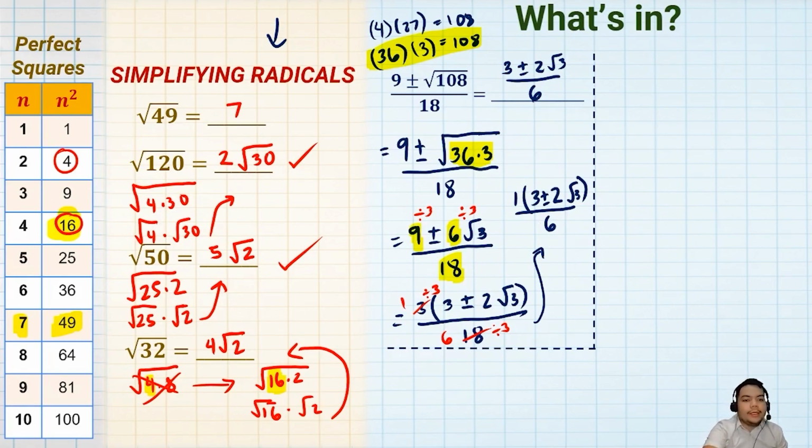Okay, let's take another example. So, yeah, negative 15 plus minus the square root of 45 all over 3. So, how do we simplify this one? Ganito lang. So, ganun ulit.